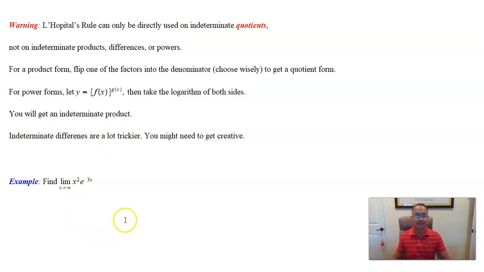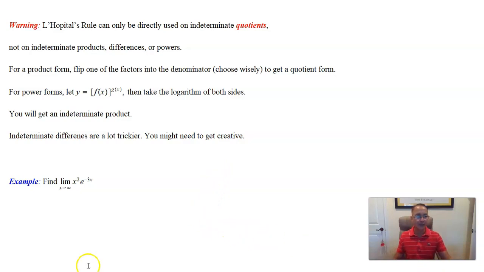Magic. For differences, infinity minus infinity, I wish you the best. I recommend that you try to do something creative, like perhaps multiplying and dividing by something or factoring out something, just like we did in an earlier example with the 5 to the x, the 7 to the x, the 2 to the x, and all that.